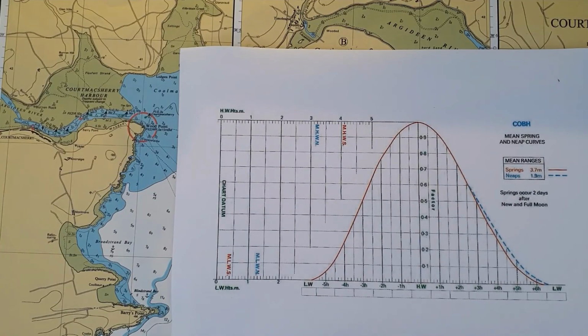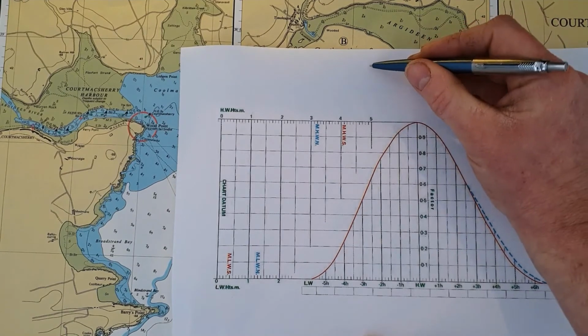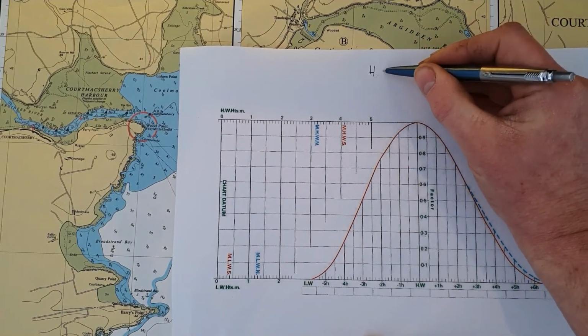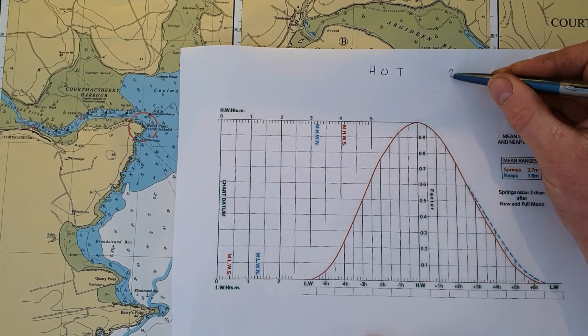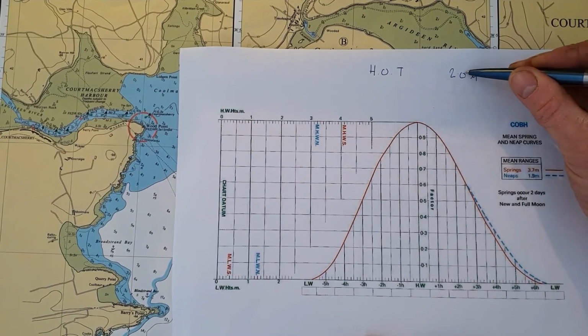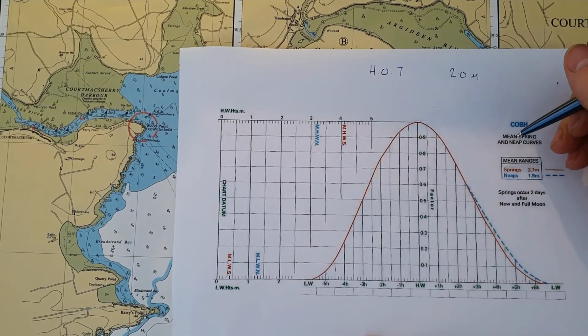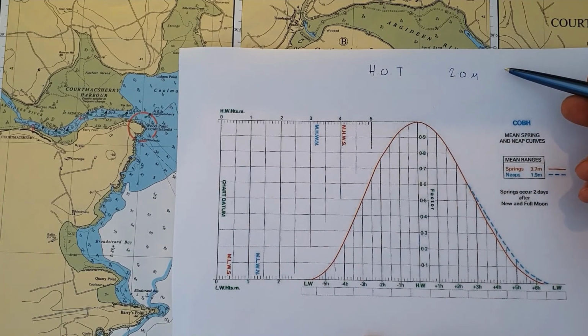We're looking at our tidal curve now. We've got our 4 pieces of information, so I'm going to write them down here. Our first key bit of information was that the height of tide that we need is 2 meters. So we're looking for a height of tide of 2 meters, which will allow us to get into Courtmacsherry with the required depth of water. That's our first bit of information.